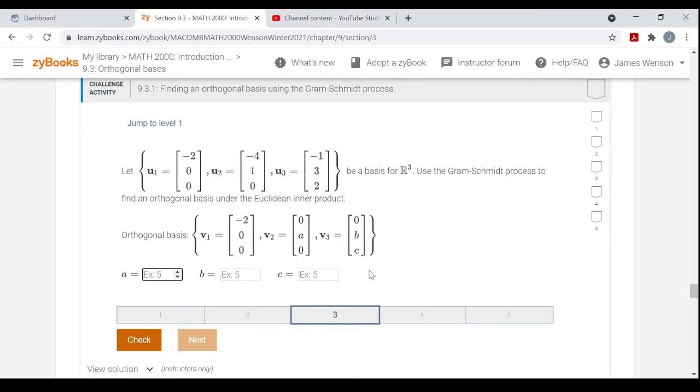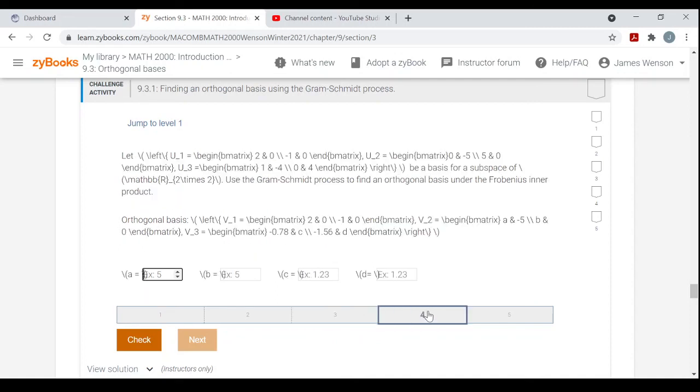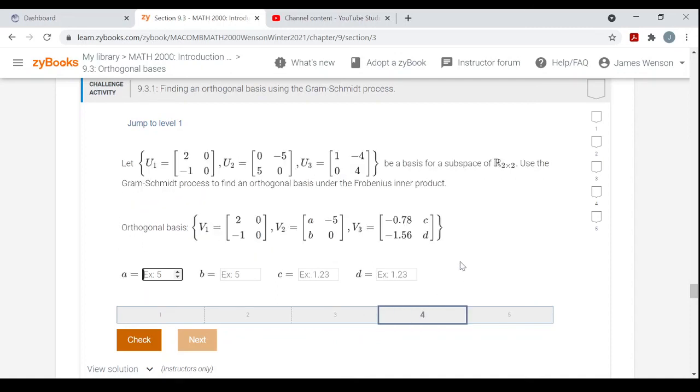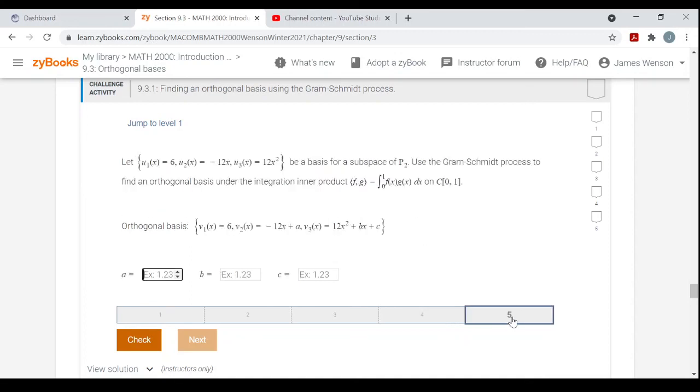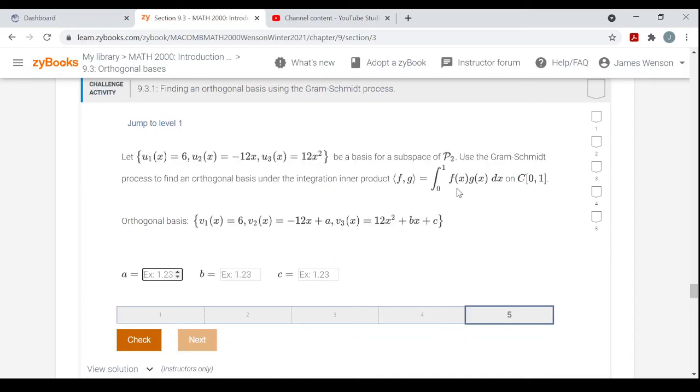Same thing here. Same thing here. You have to fill in A and B and C and D. So here you have to find V2 and V3 and then say what A, B, C, and D are. And then here the inner product is the integration inner product. But it's the same procedure, just with polynomials in this inner product, or with matrices in the Frobenius inner product, or whatever, right? The procedure doesn't change. It's the vectors that change, right?